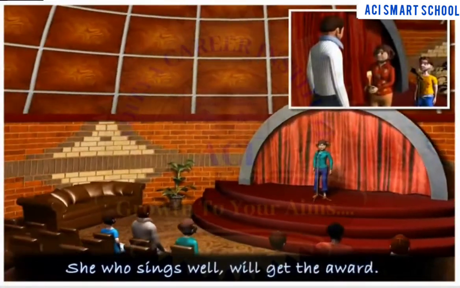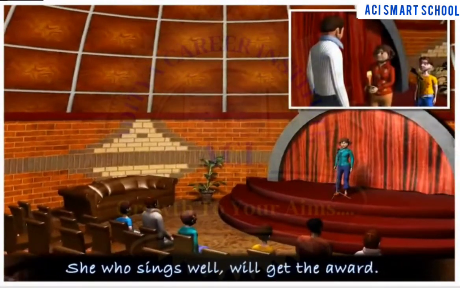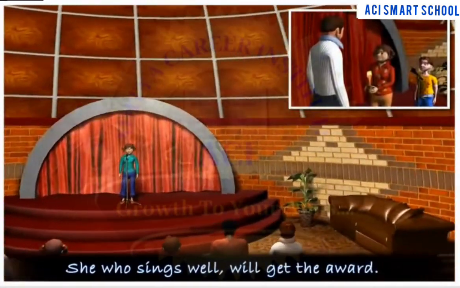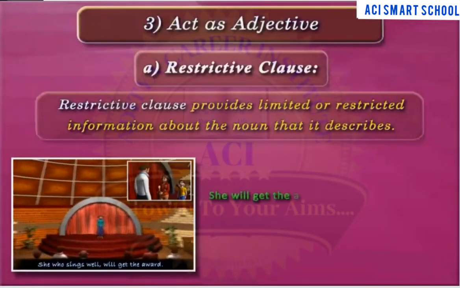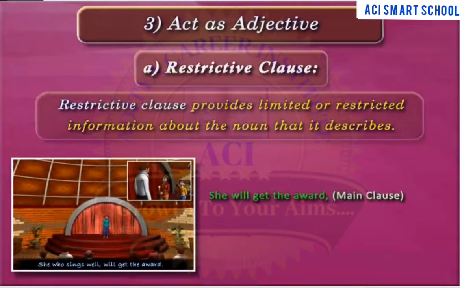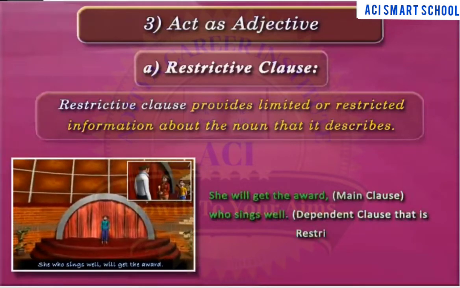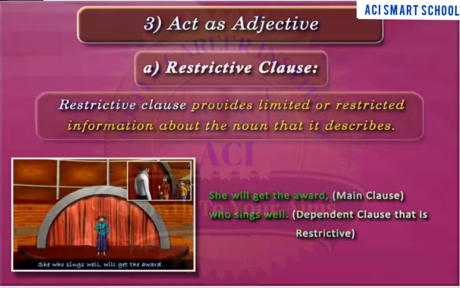She who sings well will get the award. This sentence is divided into two clauses. She will get the award, main clause. Who sings well, dependent clause, that is restrictive. Here, the dependent clause describes the pronoun she, and it acts as an adjective.